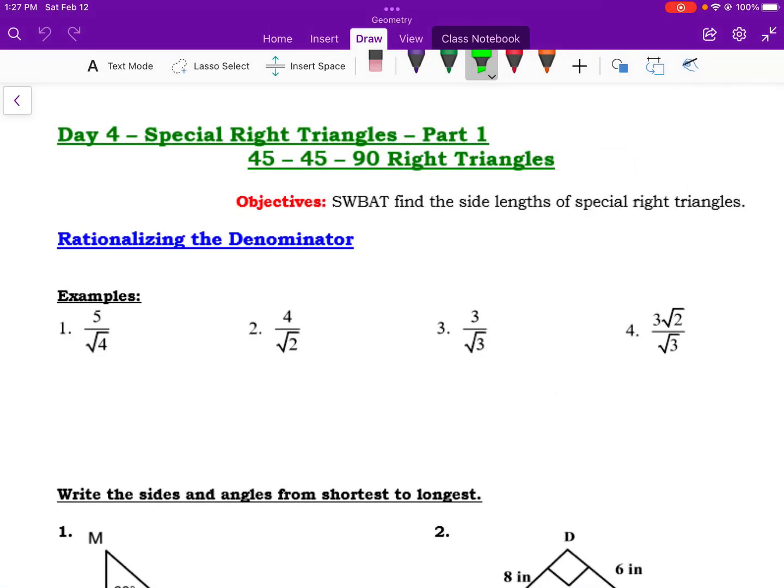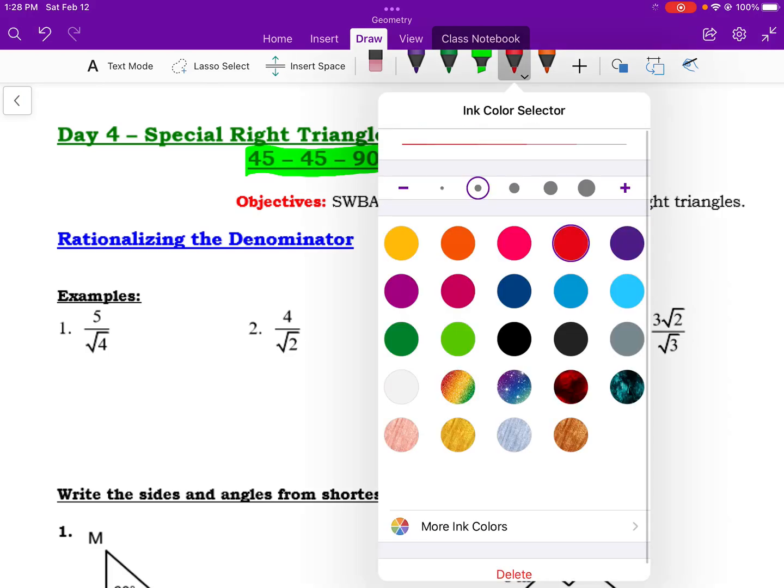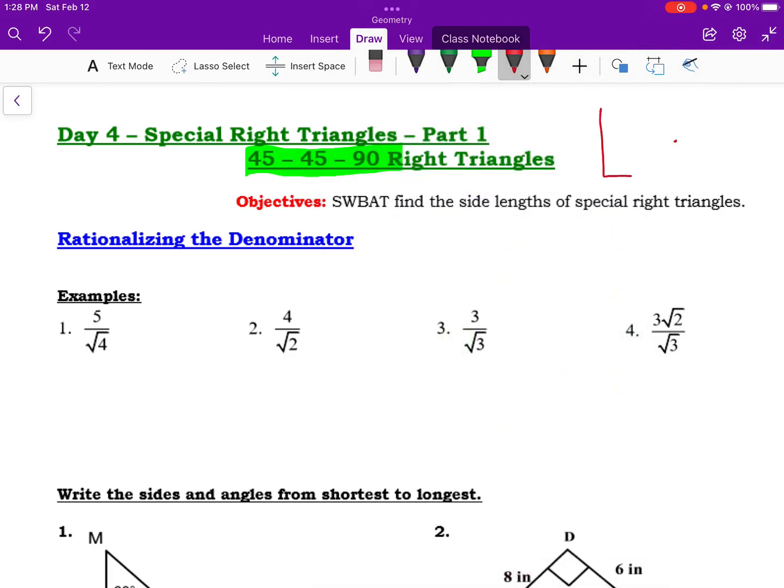All right, folks, today we are introducing day 4. This is on special right triangles. It's a couple of different scenarios that we're going to be inspecting over the next couple of days. Today is the case of the 45-90 right triangle. So that is a case where we have a right angle, so my 90-degree angle, and then my other two angles are 45 degrees each.